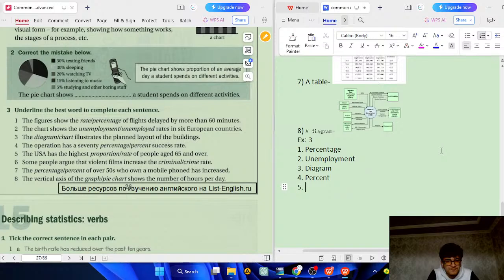The operation has a 70% success rate. The USA has the highest proportion of people aged 65 and over. Highest portion. Proportion. The highest proportion of people. Has the highest proportion of people. Highest rate of people.